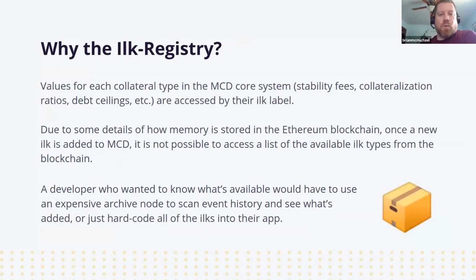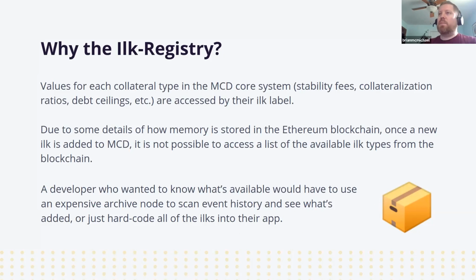So why do we have the ILK registry? We need those ILK types, the ETH-A, BAT-A, USDC-A, to reach in and pull out the stability fees, the collateralization ratios, and all of the relevant information that you'll need to interact with MCD. But due to some of the details of how memory is stored in the blockchain, once a new type is added, there's no way from within a smart contract or a UI to just reach in to MCD and pick out a list of those. You have to either use an expensive node to go back through and search transaction history or event history to see what got added and removed, or you just have to know what they are and hard code them into your app, like say Oasis does.